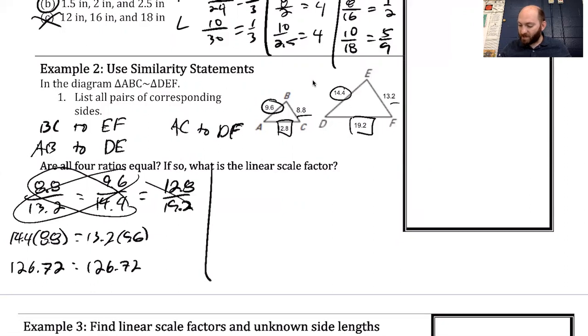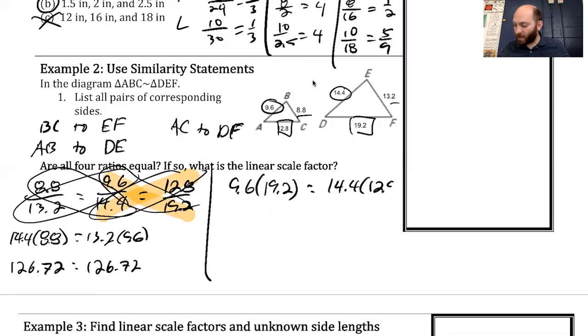The other one I'm going to test is this one. So 9.6 times 19.2, does that equal 14.4 times 12.8? 9.6 times 19.2 gives me 184.32. And then 14.4 times 12.8 is the same thing, 184.32.